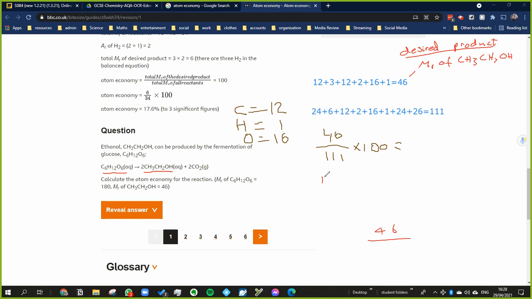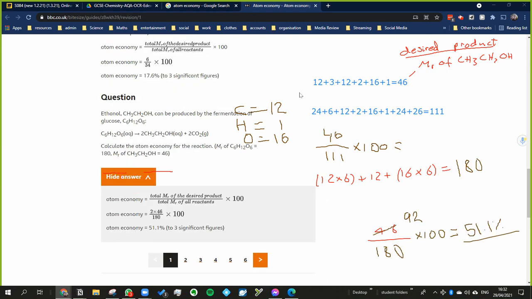So that's going to be 12 times 6 plus 12 times 1, because there are 12 hydrogens, plus 16 times 6. And whatever that's going to be equal to, that's what we're going to divide 46 by, okay?